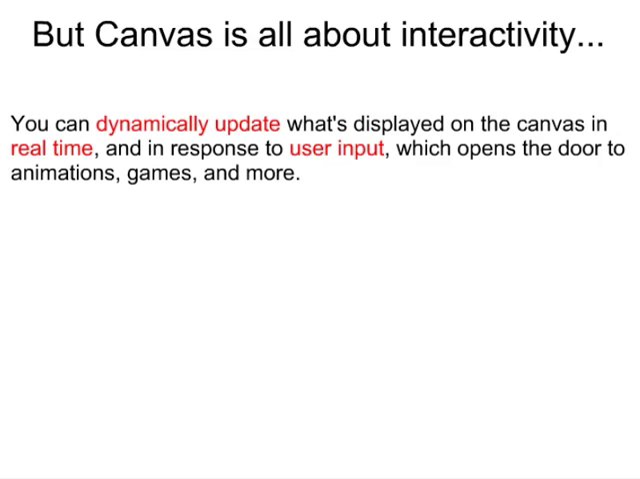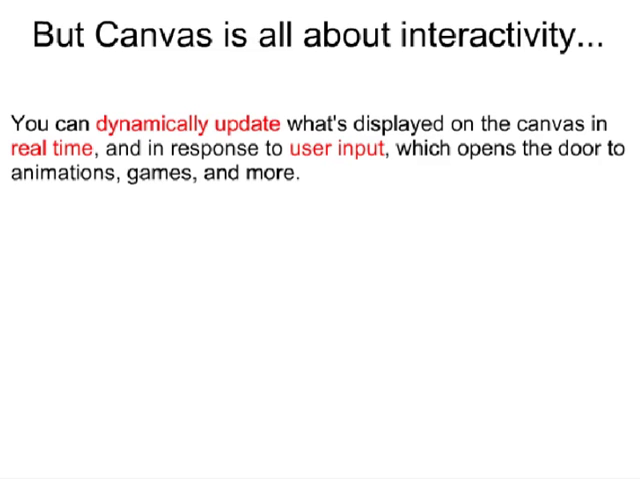What makes Canvas really exciting is the interactivity that you can add to your web content. What you can do with Canvas is dynamically update what's displayed in real time in response to user input. And what that really opens the door to is things like animation, games, and basically anything that you can envision with artwork in motion and interactivity with the user.